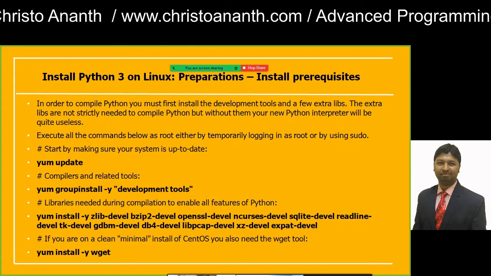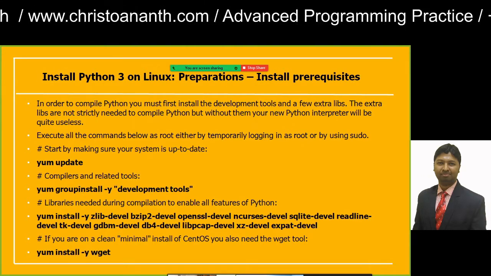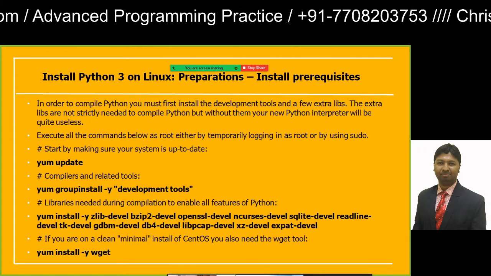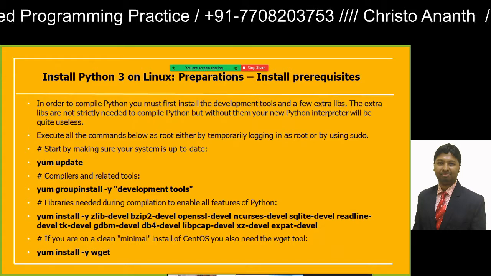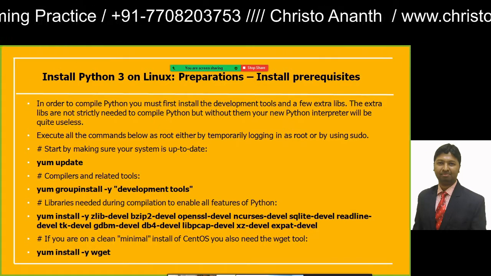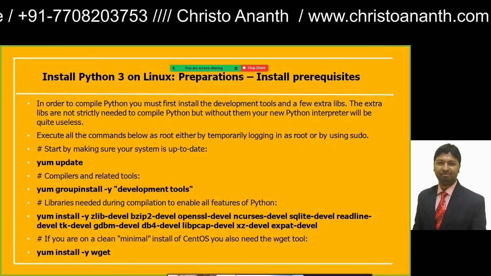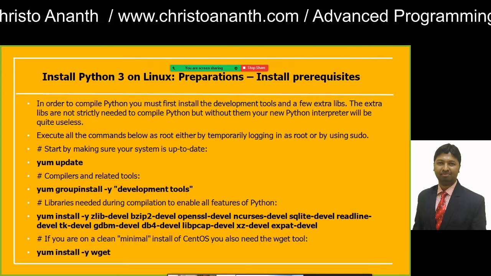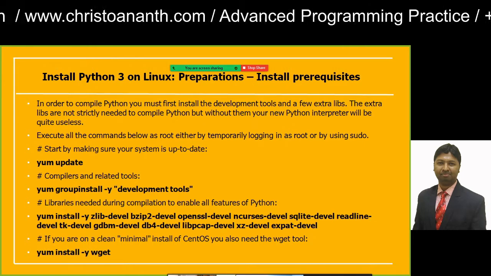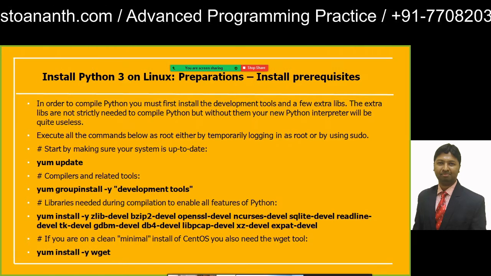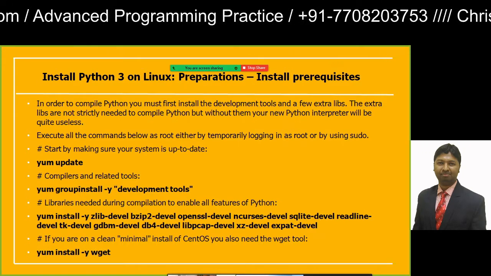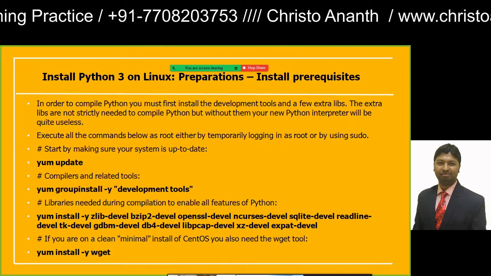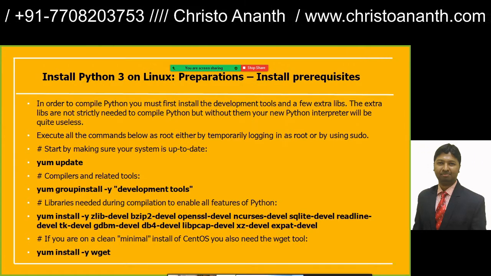You have several prerequisites when you go for installation of Python 3 on the Linux platform. In order to compile Python, first of all you have to install the development tools and some extra libraries. Only then can you ensure that Python 3 is installed correctly on the Linux platform. The extra libraries are not strictly needed to compile Python, but without them the Python interpreter will be quite useless as well.